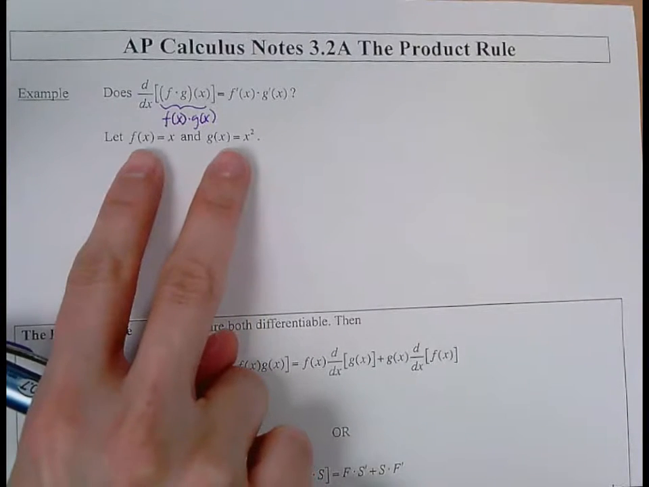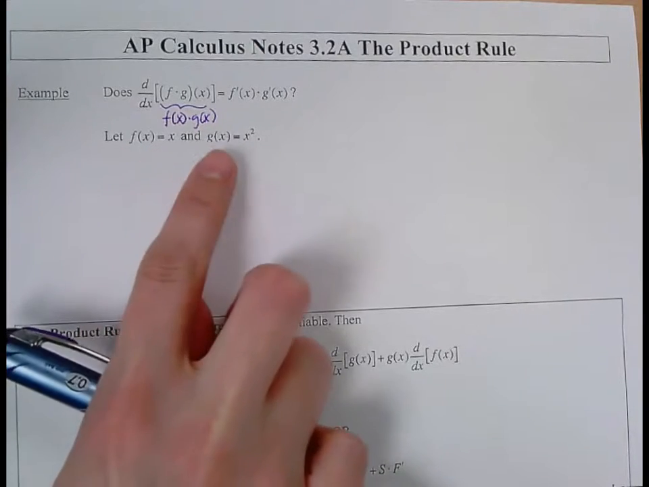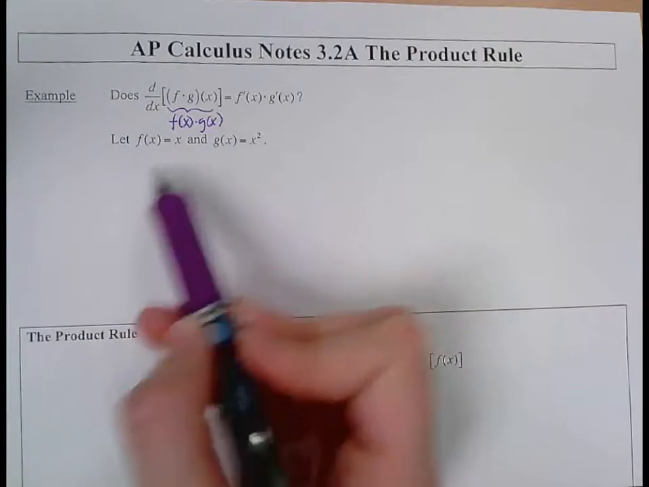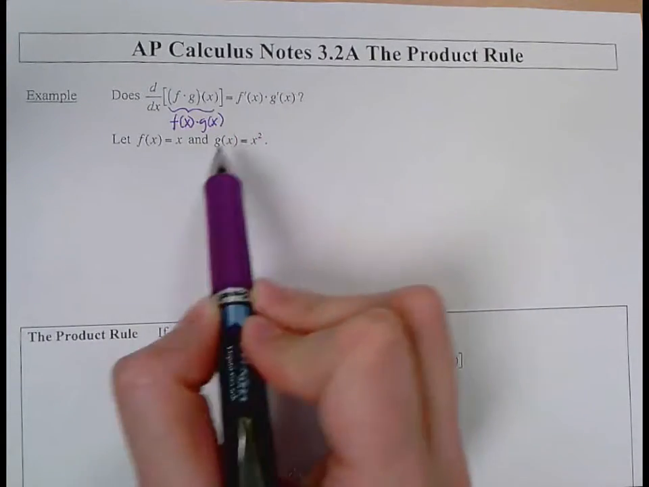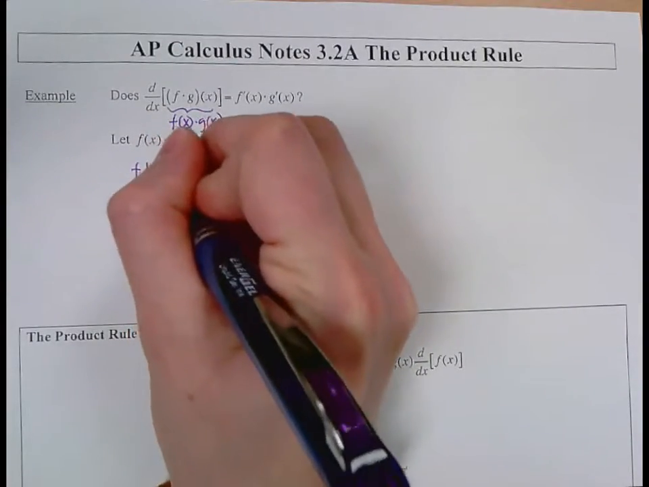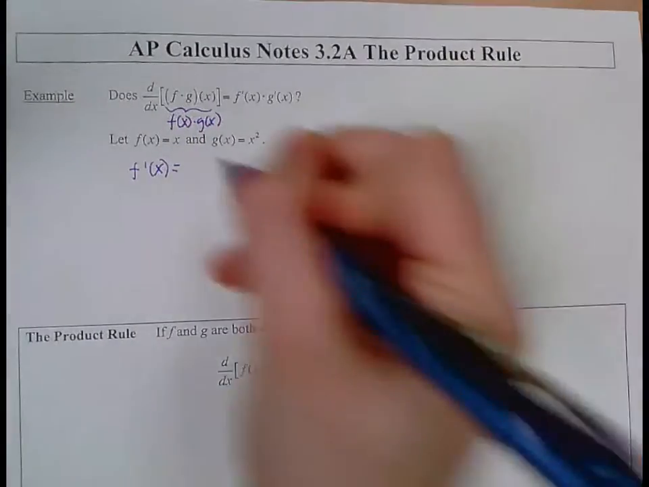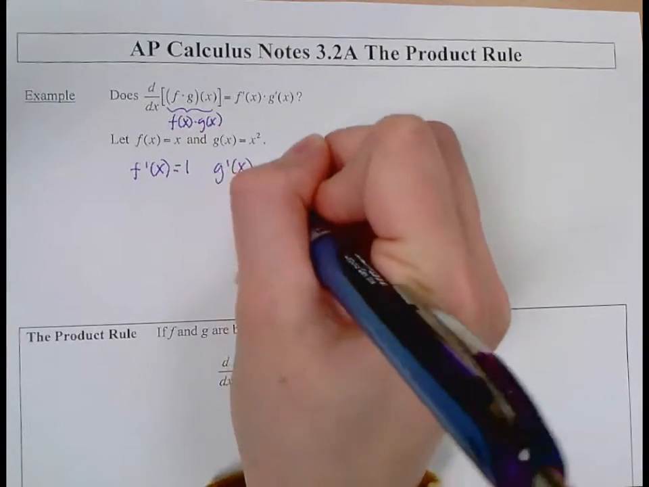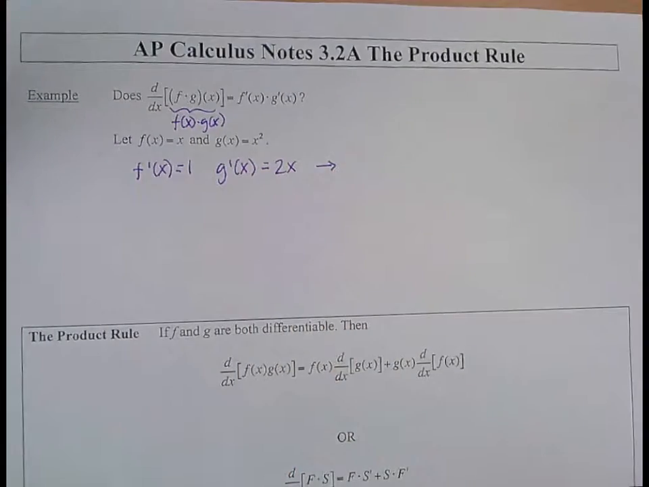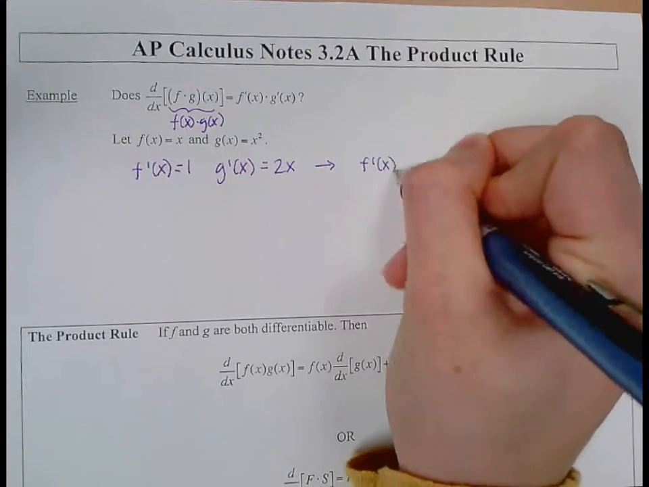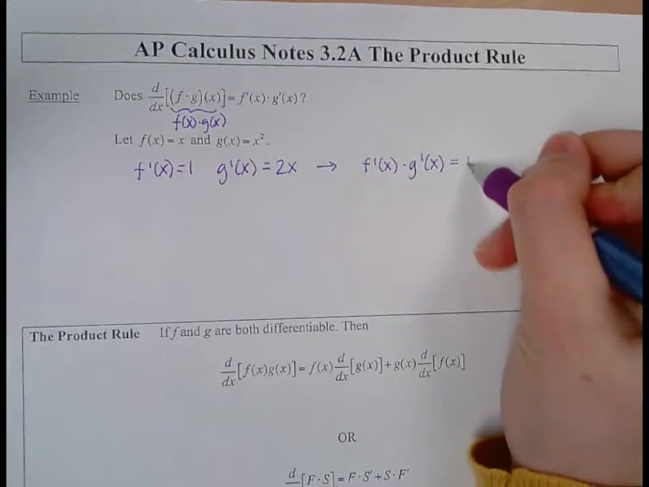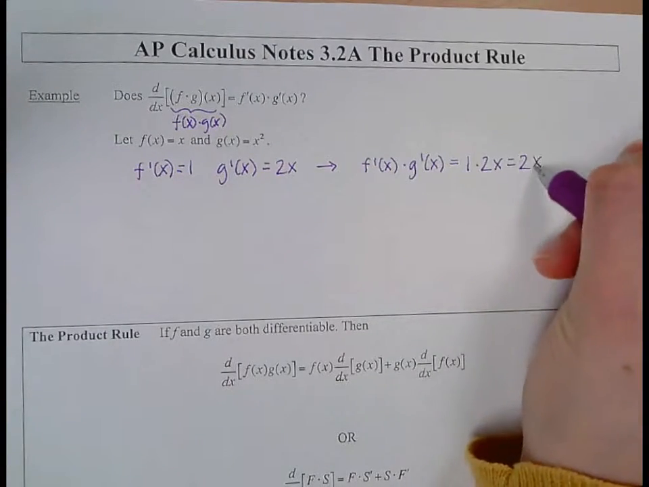So I have an example here. If we have f of x equals x and then g of x equals x squared, let's first find what this side would equal. If we found the derivative of both and then multiplied the derivatives, let's see what that would equal. What would f prime of x be? 1. And then g prime of x is 2x. So f prime of x times g prime of x equals 1 times 2x, so it equals 2x.